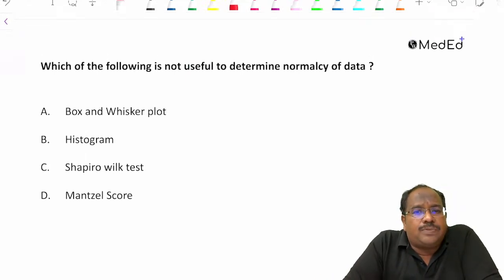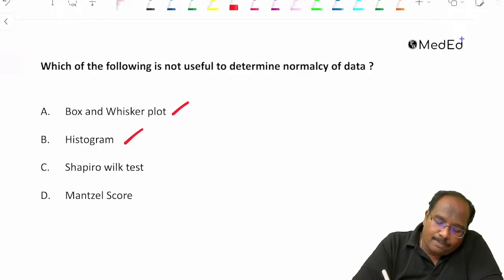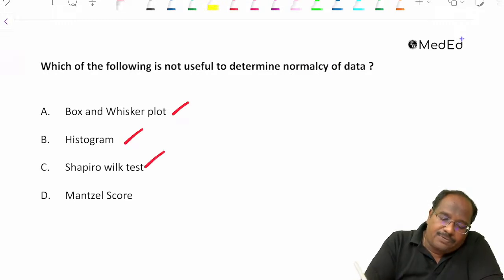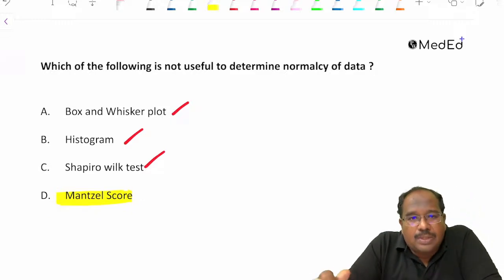What is the answer here? Which of the following is useful for determining the normalcy of the data? We have the box and whisker plot, normal histogram, and Shapiro-Wilk test. So which one will not come here? We have the Mansell score. That will not be useful for finding whether the data is normally distributed or not.